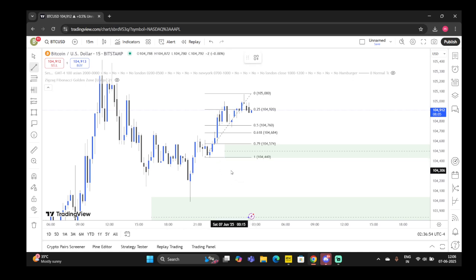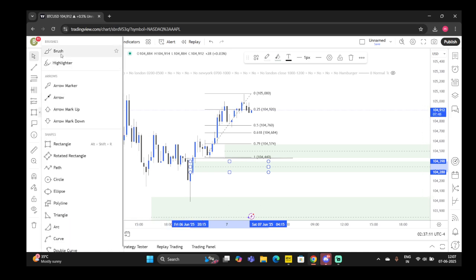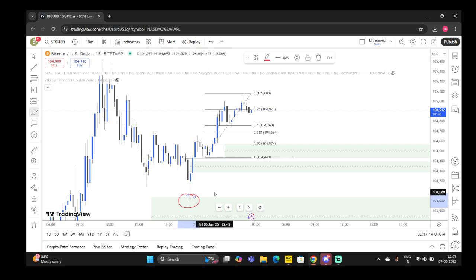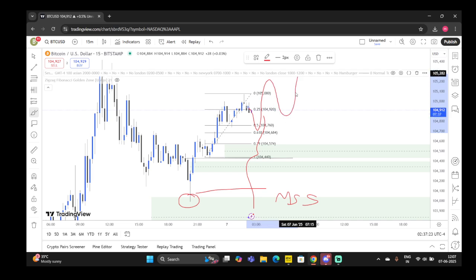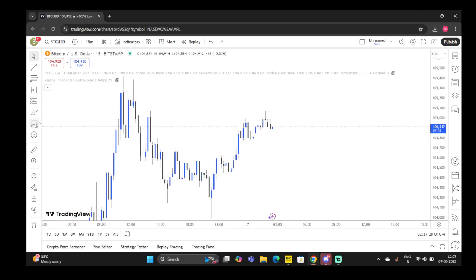Again, we have a breaker block. We have an FVG. So this low, I don't think it will break to make an MSS. The price keeps going like this. So don't short in BTC. If my order is very poor, I'm instructing here.